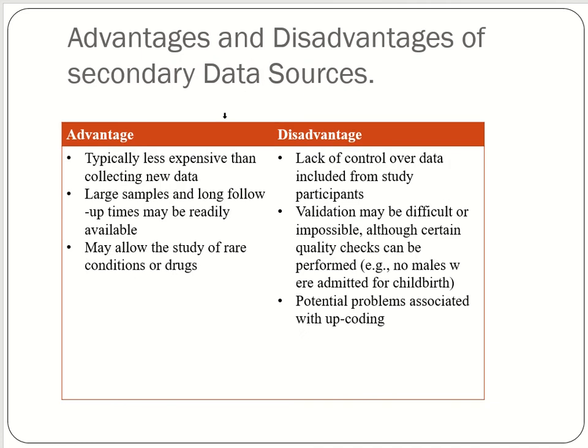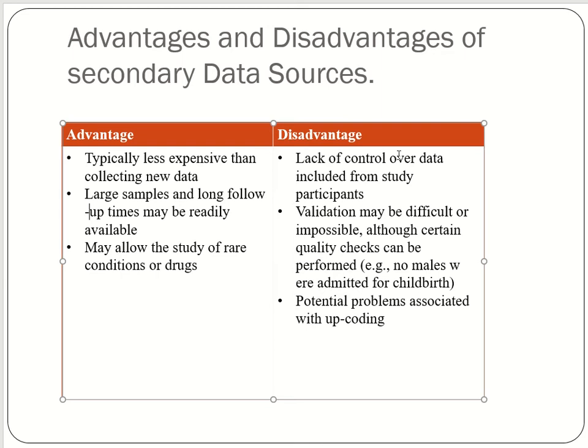However, for secondary databases, the advantage is that it is typically less expensive than collecting new data. Obviously, for obvious reasons, the data is already there. Large samples and follow-up: there could be someone that already did the follow-up, somebody that has been collecting the data for a very long time. For example, governmental agencies might have large amounts of information for many, many years that otherwise you cannot have access to. It may allow the study of rare conditions or drugs, also because it's a very large database.